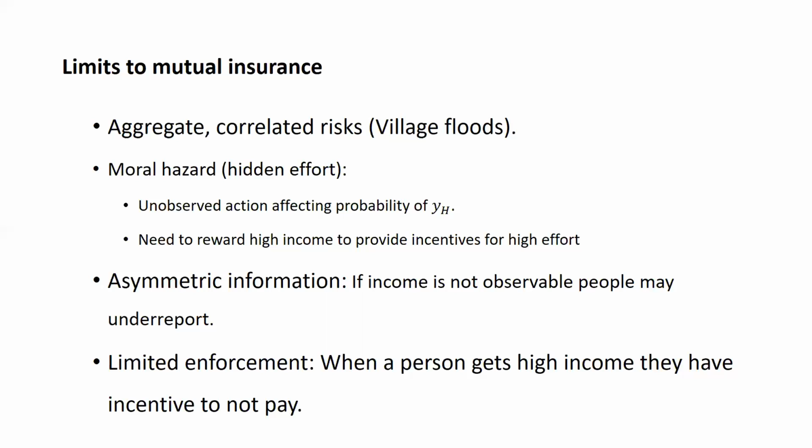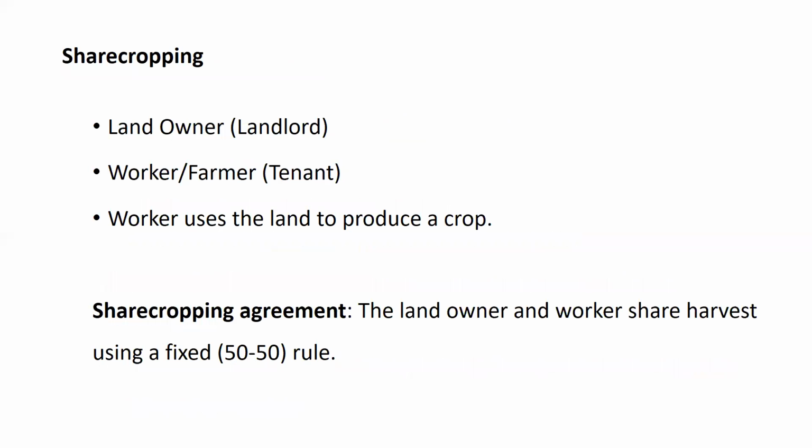Another problem you have is limited enforcement, which is when a person gets high income, they may simply say, "You know what, tough luck, I'm not going to pay." And you may not have any way of enforcing them to pay because you may not have a court in which you can sign a contract in advance. Now, you may have some kind of enforcement. And like I said, when you're looking at the village level, enforcement may be there because people may face the risk of being outcast from their community or something like that. But at a bigger scale, limited enforcement becomes a problem as well.